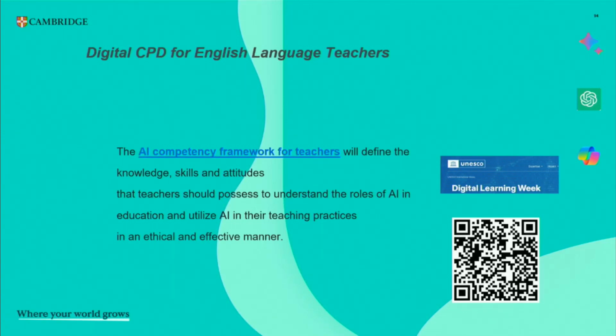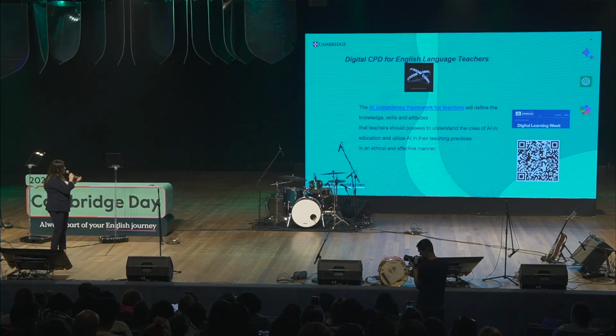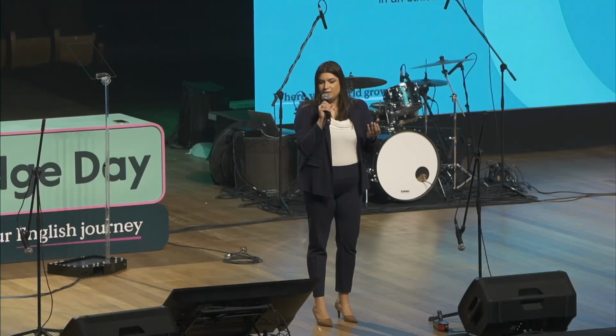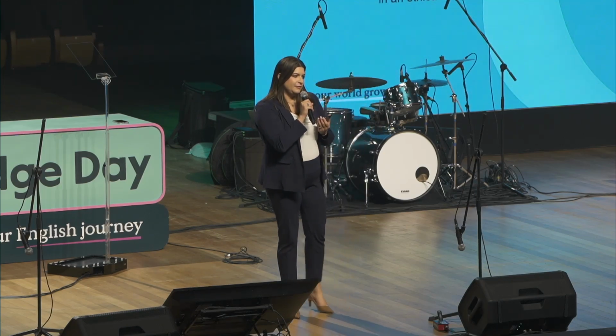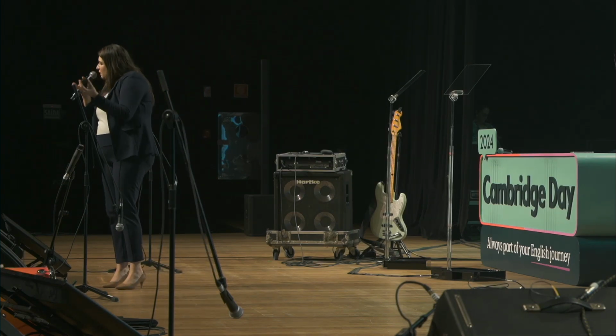The last thing I'd like to share with you is something that is still ongoing. That is the development of digital CPD for English language teachers, specifically by UNESCO. And this AI competency framework that will guide us. I don't think anything right now when it comes to technology should be written in stone, but that's going to be more specific guidance, you know? And this is focusing on teaching practices in an ethical and effective manner. I guess you remember all the prompts I created, they do not involve sharing personal information. We are the teachers in charge, so we know where to guide our students through. This is just one example here, yeah?